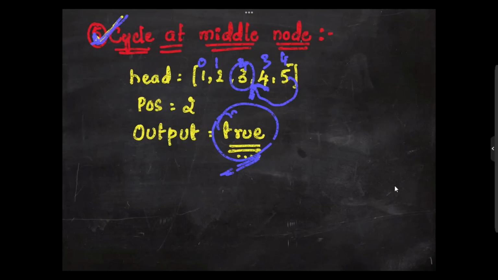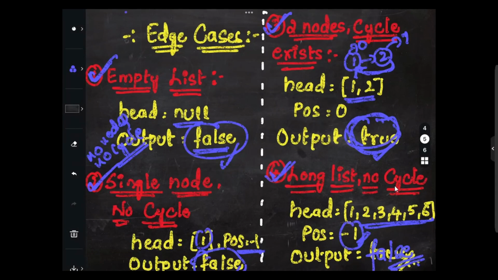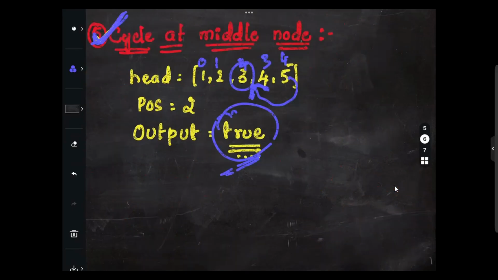These are the 5 edge cases that we need to consider. The first edge case is the empty list. The second edge case is single node, no cycle. The third edge case is two nodes, cycle exists. The fourth edge case is long list, no cycle, and the fifth edge case is cycle at the middle node. These are the 5 edge cases that we need to keep in mind before writing the code. Now we are completely familiar with the approach as well as the edge cases, so it will be easier to write the code. Let's start writing the code.